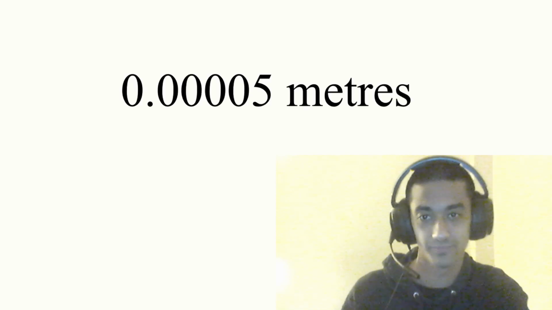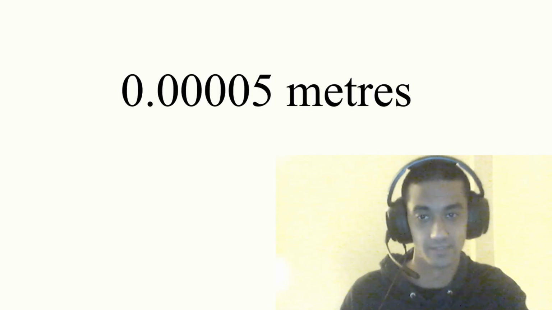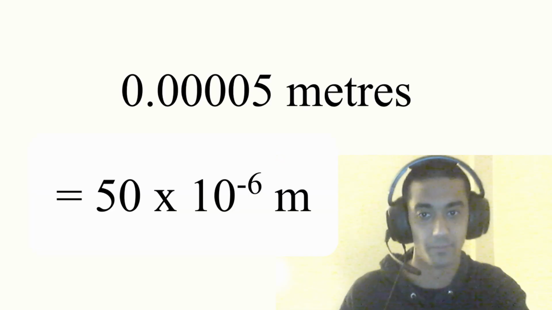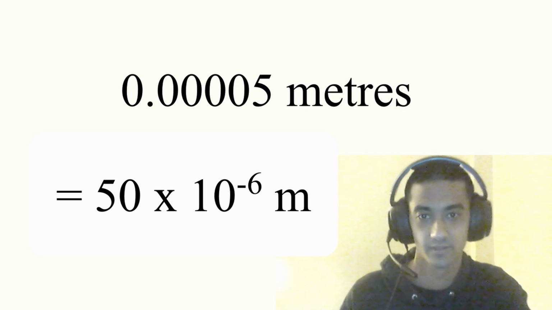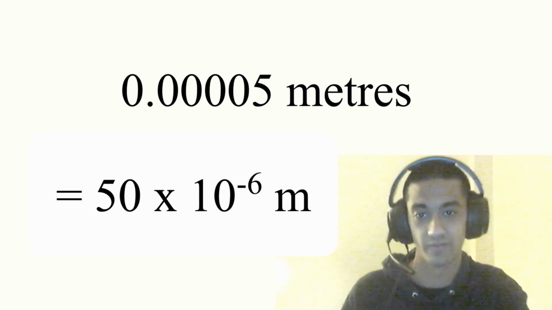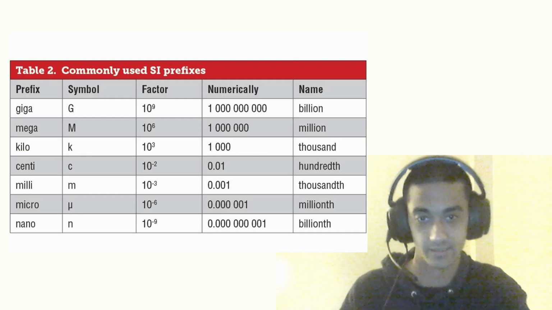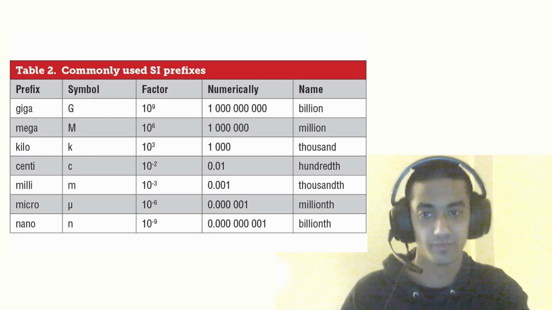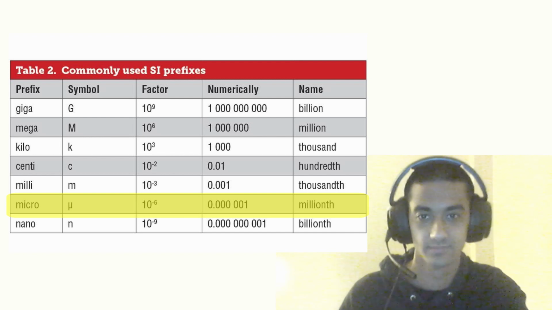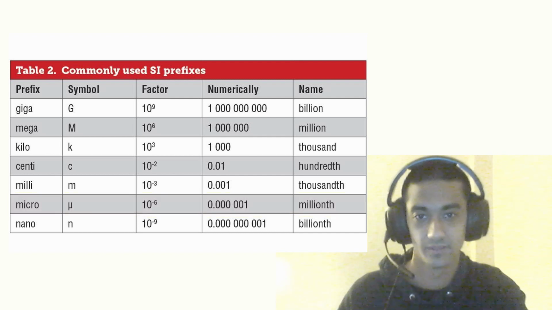For example, in this case, you know that the quantity here is equal to 50 times 10 to the minus 6 meters. You can then look up the value of 10 to the minus 6 in this table to find out that it corresponds to the prefix micro. Now you can tell your friend that your strand of hair is 50 micrometers long. And that sounds so much more elegant, doesn't it?